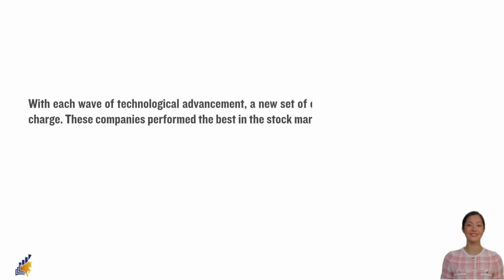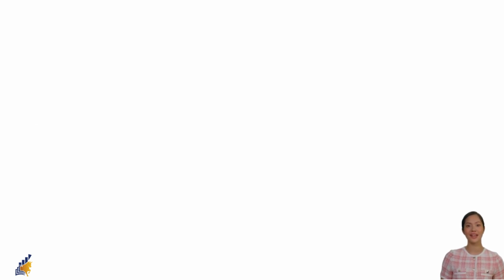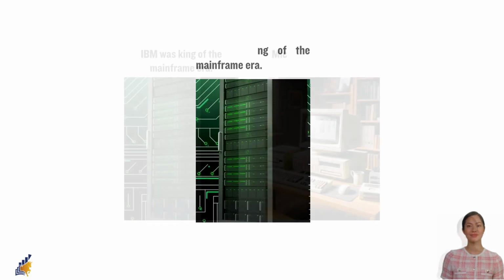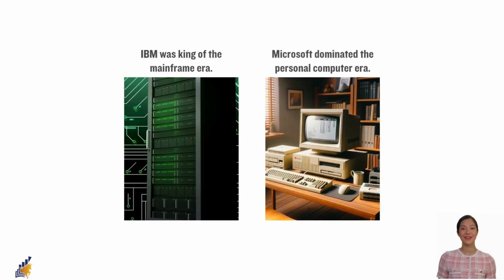With each wave of technological advancement, a new set of companies emerged to lead the new charge. These companies performed the best in the stock market. These were the companies that disrupted industry after industry on their climb to the top of the mountain. Companies like IBM dominated the computer business during the early years, when big mainframe computers ruled. In the 1980s, these big computers started getting replaced with personal computers. That was the era of dominance by companies like Microsoft and Intel.